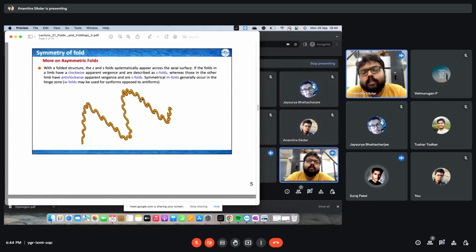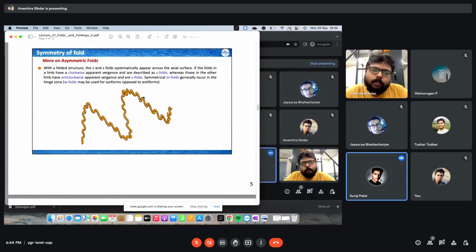No, short. So this is a convention, right? If you consider short, long, short, then it will be Z. But if you consider long, short, and long, then it will be S. But if you consider short, long, and short, then it will be Z, right? So there has to be one convention.